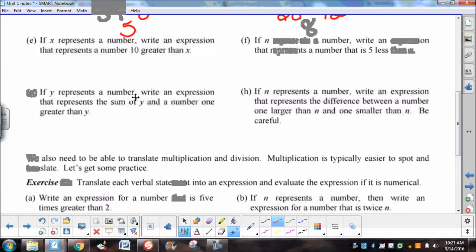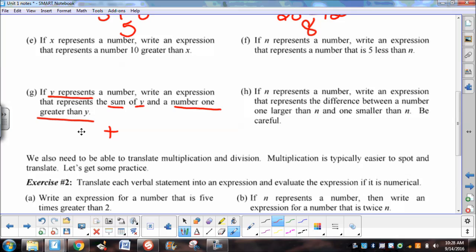If y represents a number, so now we're throwing in some variables, write an expression that represents the sum of y, and this is where we're going to start talking about the second number, a number 1 greater than y. So y is my first number, and then a number 1 greater than y. That's going to be y plus 1. You could even indicate that in parentheses as your second number. And then if we simplify this, that's going to be 2y plus 1.